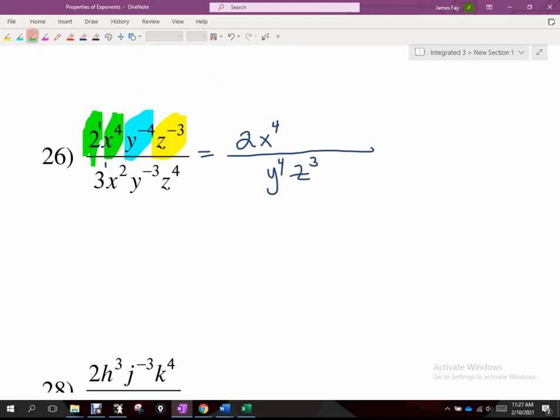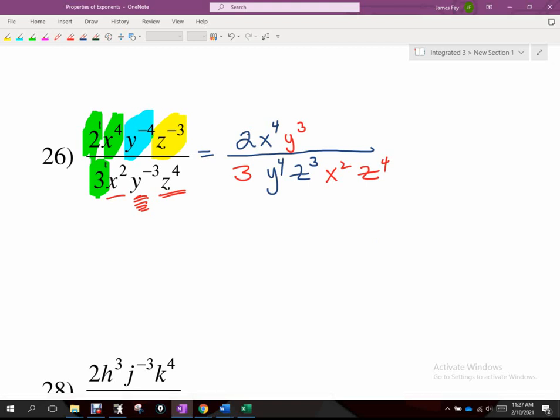What about this one? Goes on the bottom. Then I'm going to go through the bottom. What about that 3? Is that staying or moving? Stays. So it stays on the bottom. What about x squared? Stays. I can put it anywhere down here. I'll put it here at the end. Well, y to the negative third, it's got to go up top. And now z to the fourth, where does that go? It's positive right there, so it stays on the bottom. So that is just moving things so that exponents become positive, right?